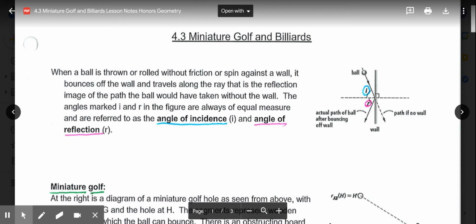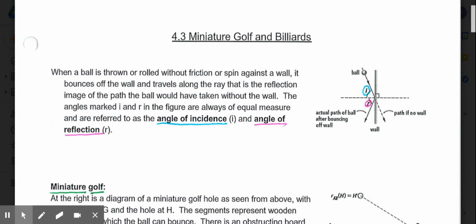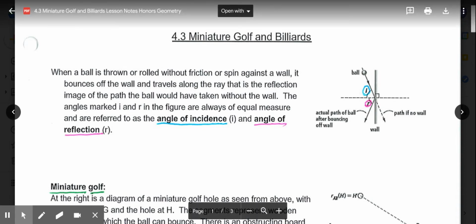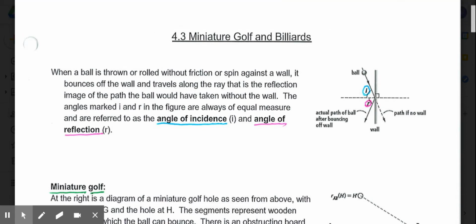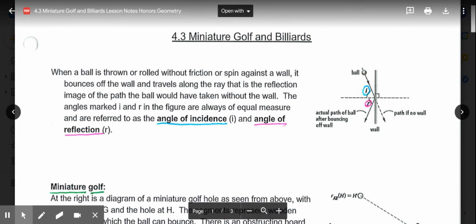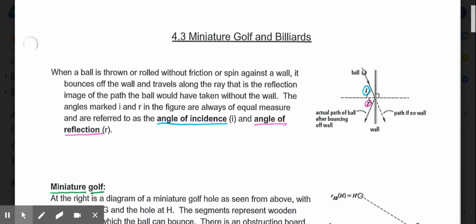When a ball is thrown or rolled without friction or spin against a wall, so we're taking out all the real-world accounts of friction and spin and wind and all the other types of resistance, and we're just looking at this in a perfect scenario. The ball bounces off the wall and travels along a ray that is the reflection image of the path the ball would have taken without the wall. That's the main concept we're going to look at today: that path is the reflection image path.